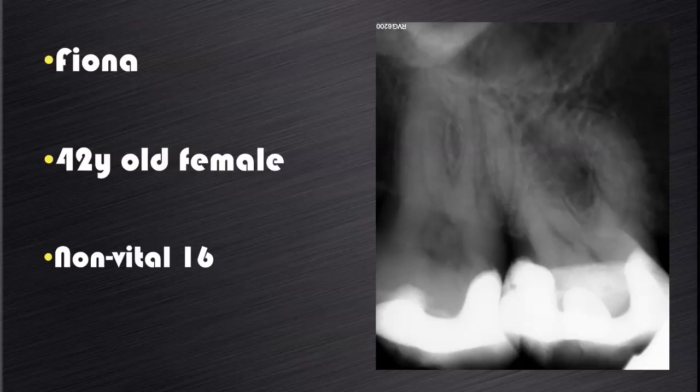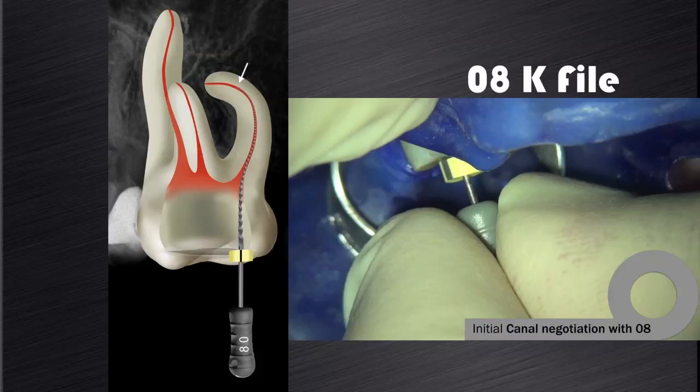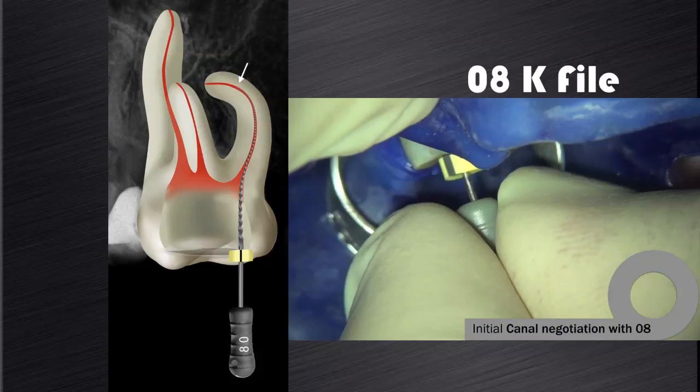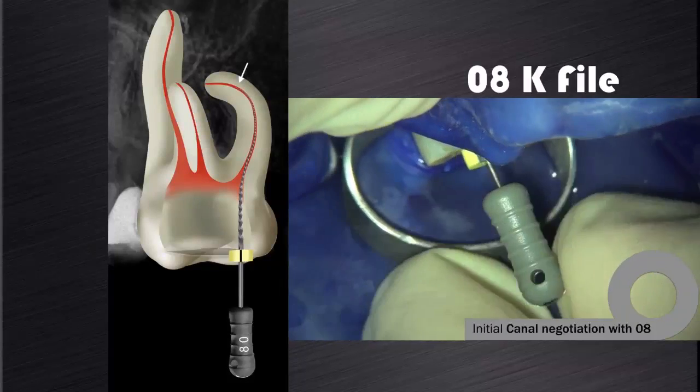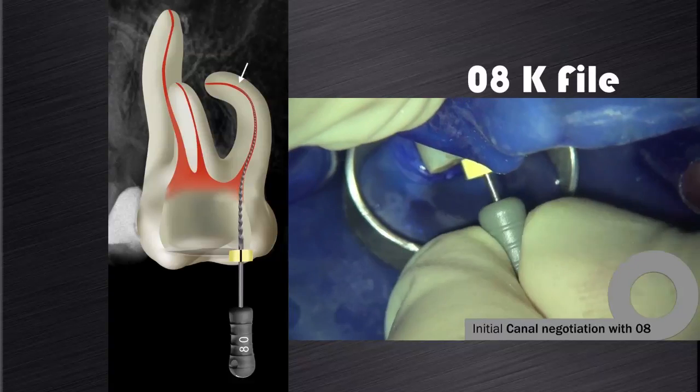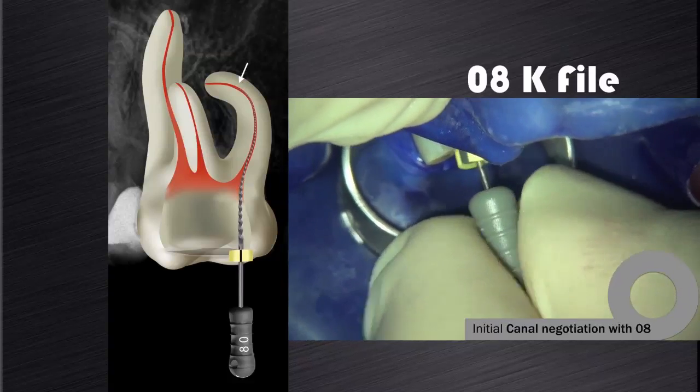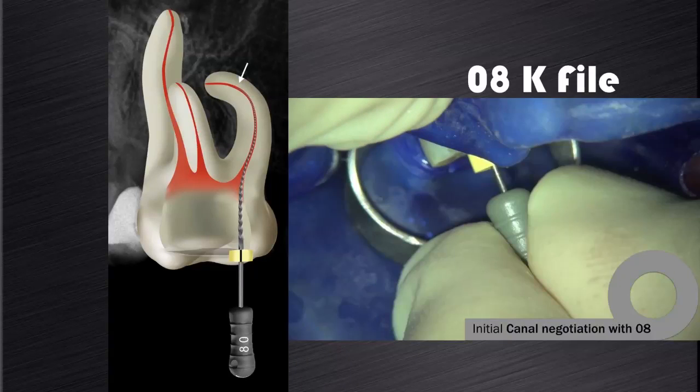Our patient, Fiona, a 42-year-old female, presented with a non-vital upper first maxillary molar. Also visible on this periapical radiograph is the severe canal curvature in the mesobuccal root canal system. We started canal negotiation with a 08K file and the file hanged up in the apical third at the point of maximum root canal curvature.